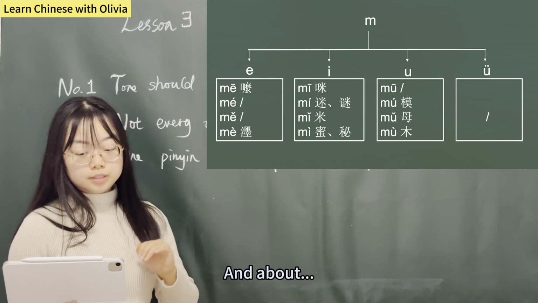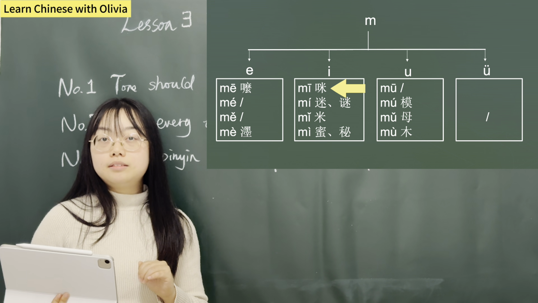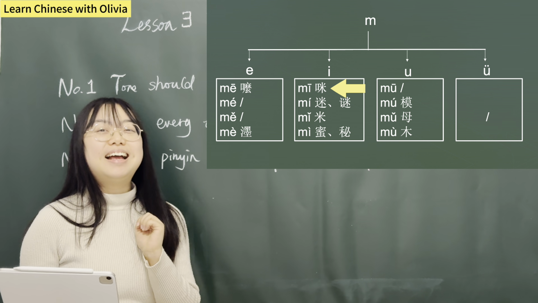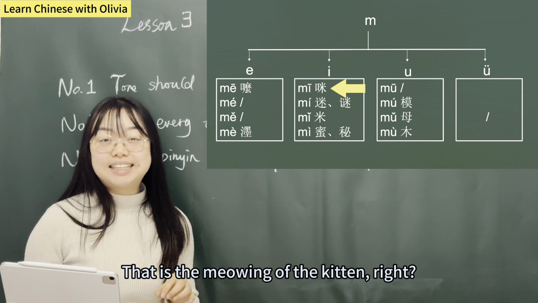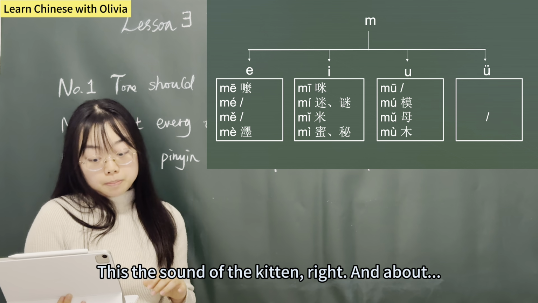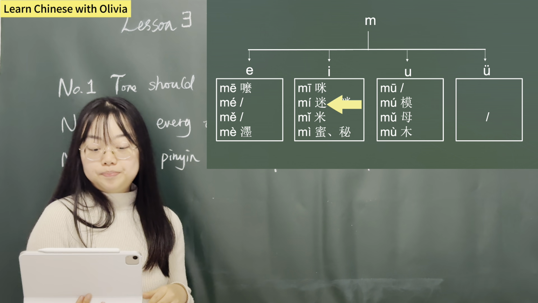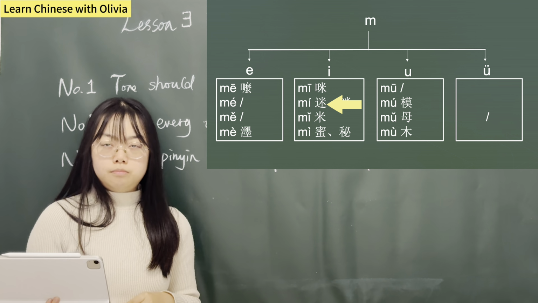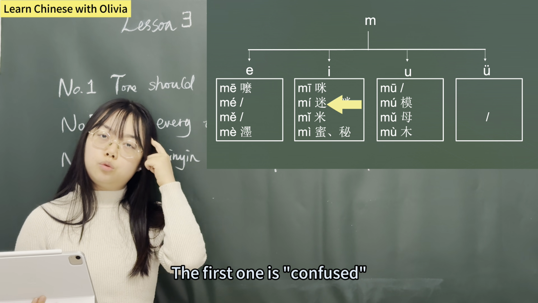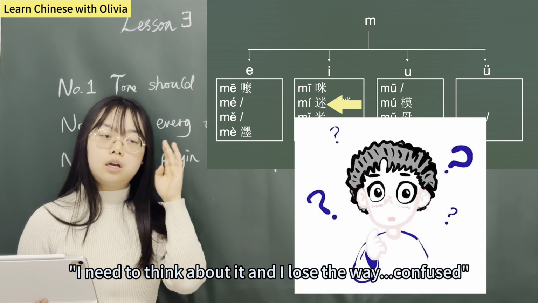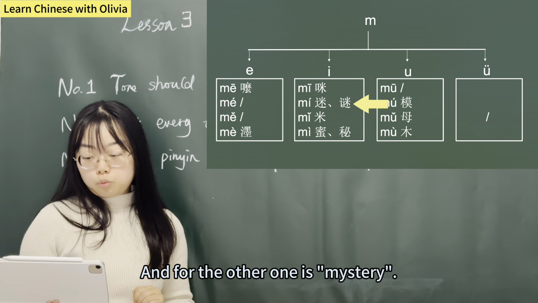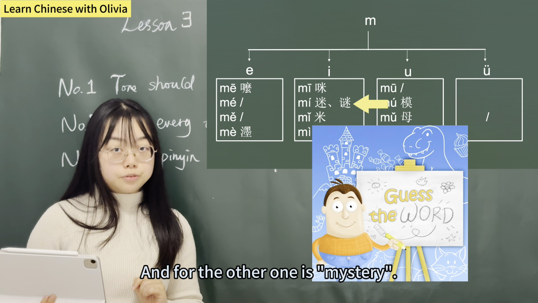And about me, meow, meow. Yeah, that is a meowing of the kitten, right? This the sound of the kitten, right? And about me, what is it? Me. Oh, the first one is confused. I need to think about it. I lose away, confused. And for the other one is mystery.